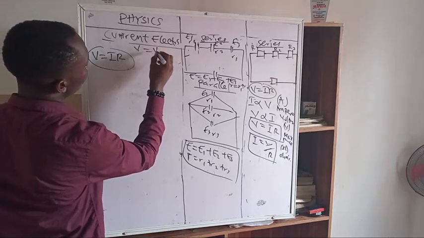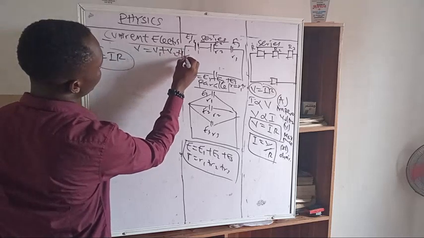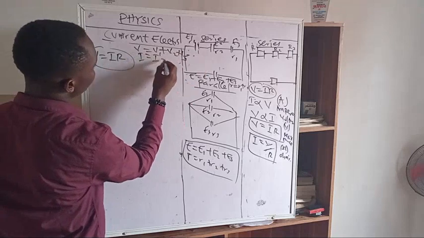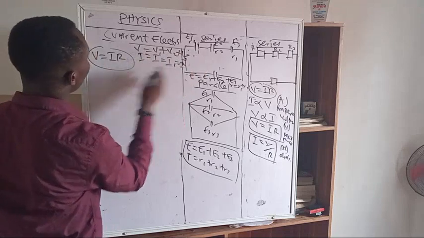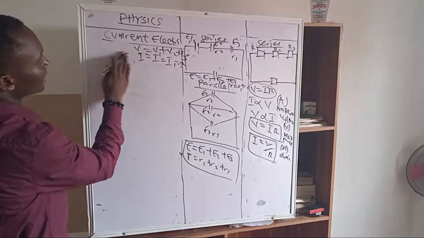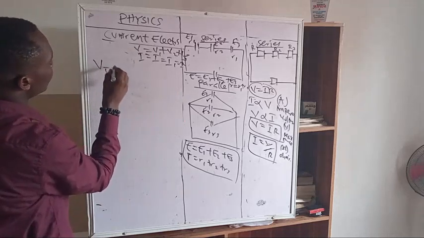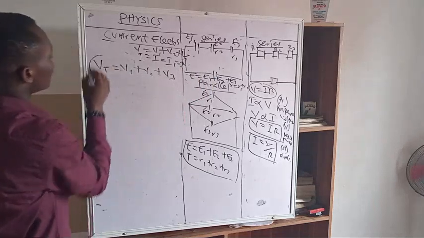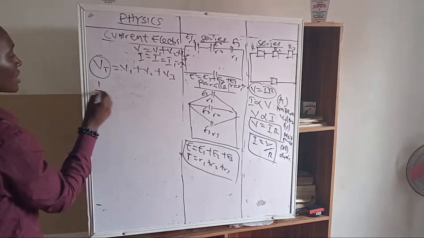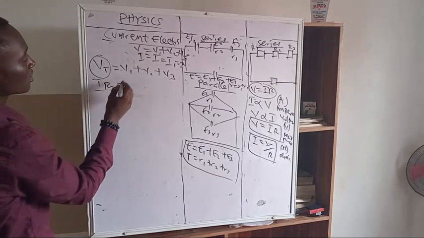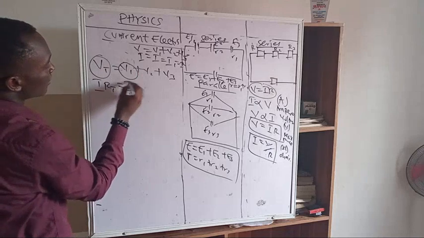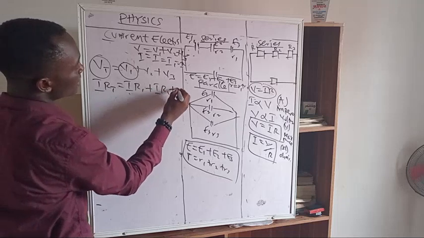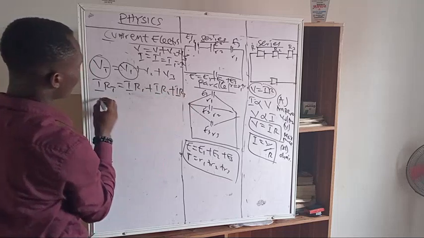So V total is equal to V1 plus V2 plus V3, up to V infinity, while the currents are the same, I is equal to I1 is equal to I2. So let's use that. Our voltages are different, so we have VT is equal to V1 plus V2, then plus V3. This VT will give us IR total, then V1 will give us IR1, V2 will give us IR2, then V3 will give us IR3.